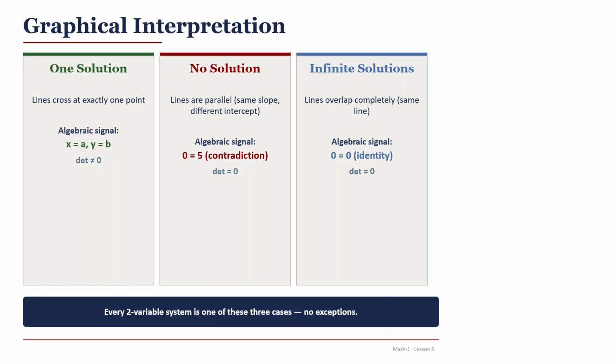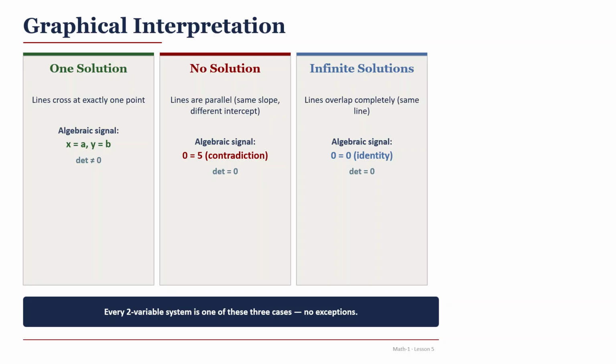In the first case, one solution, the two lines cross at exactly one point. You can picture two lines on a graph meeting at a single dot. That dot is the ordered pair that satisfies both equations. In the second case, no solution, the two lines run in the same direction but never touch. They are parallel. No matter how far you extend them, they will never intersect. Algebraically, you see this when elimination produces a false statement like 0 equals 5.